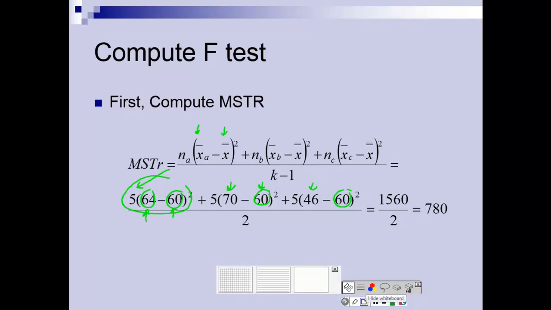Well, anyway, then you divide by k minus 1. So we had 3 groups, divide by k minus 1, or 2. But of course that is the degrees of freedom for the numerator.